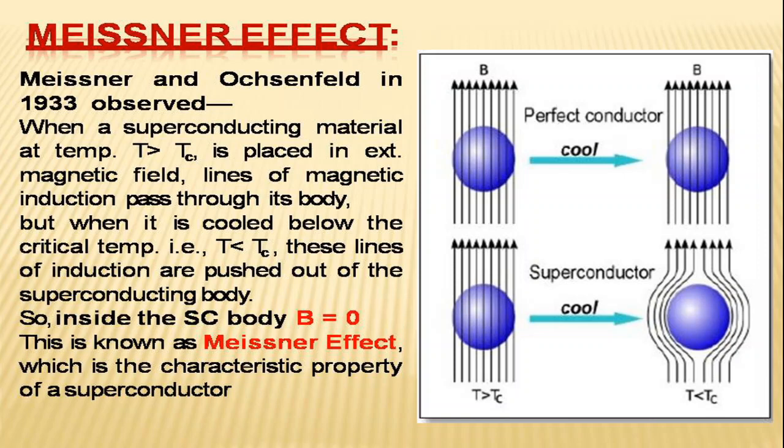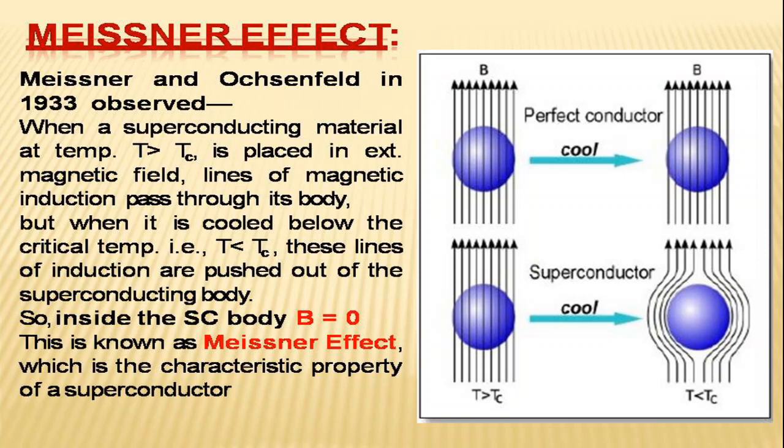You can see in this figure, at room temperature, when you pass a magnetic field through a perfect conductor as well as a superconductor, the magnetic field lines will pass through both. But if you cool down the perfect conductor and pass the magnetic field, the lines will still pass through the perfect conductor. But that doesn't happen in a superconductor.